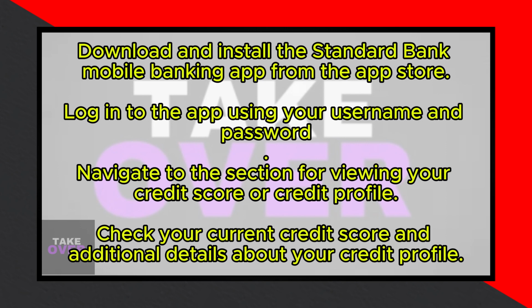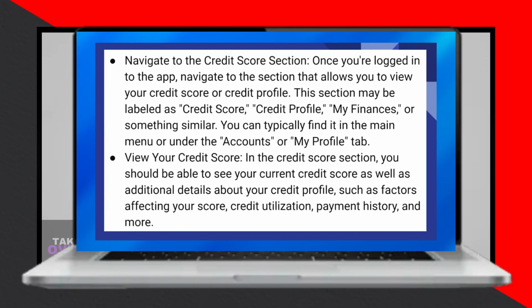Once installed, open the app and log in using your username and password. If you haven't signed up for online or mobile banking with Standard Bank, you'll need to complete this step first. After logging in, navigate to the section where you can view your credit score or credit profile, usually labeled as Credit Score, Credit Profile, or similar, found in the main menu or under Accounts or My Profile.